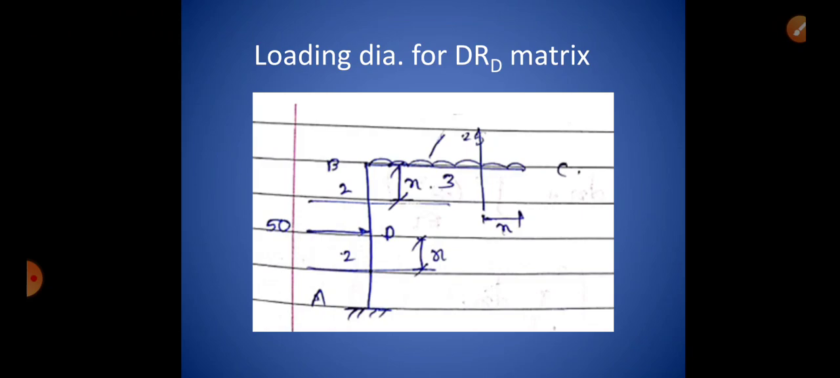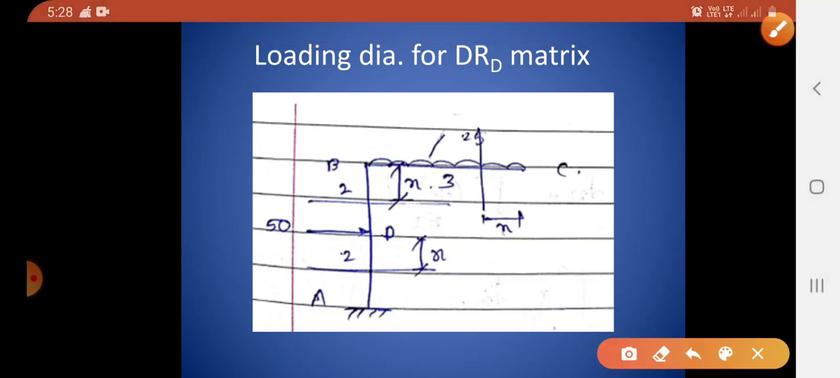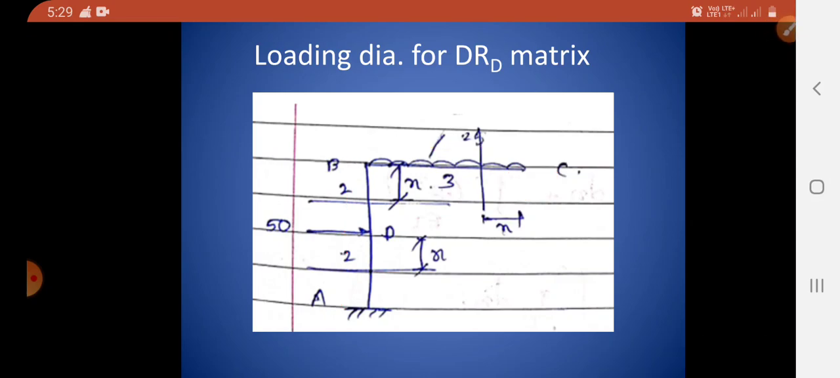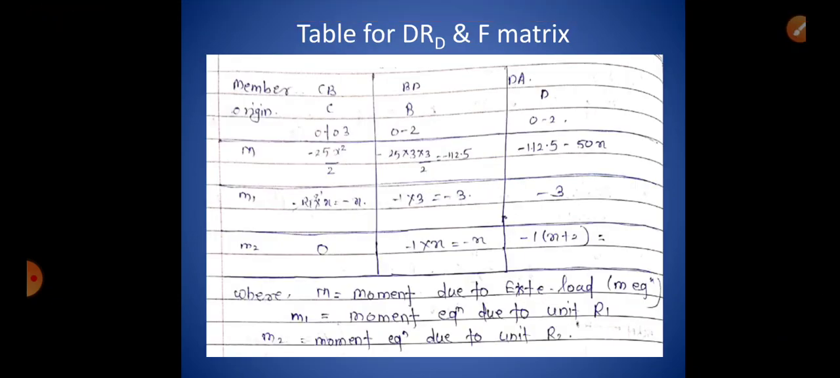So I will now divide this frame into 3 parts: part BC, part BD and part DA. Okay, remember that we have removed redundants. So R1, R2, once we have removed, this C support or C point becomes a free end. Okay, so we have divided this portal frame in 3 parts, and now we have to refer to this table. We will tabulate all the moments in this table.